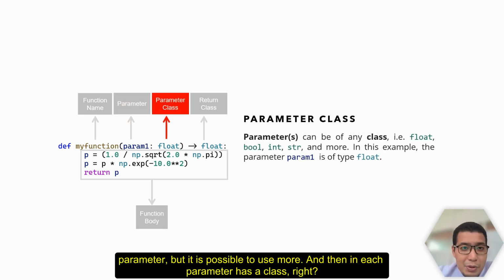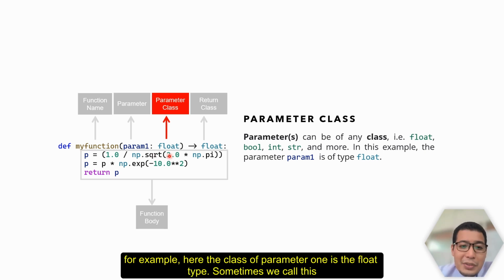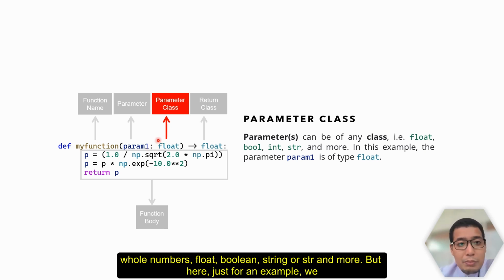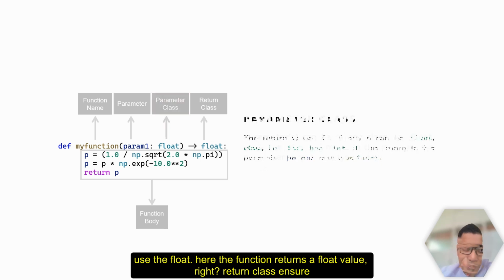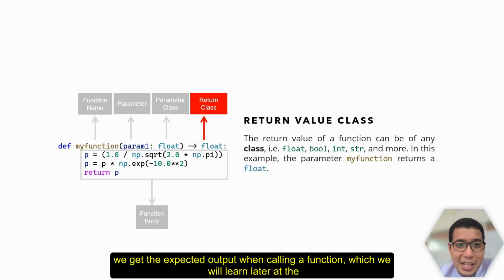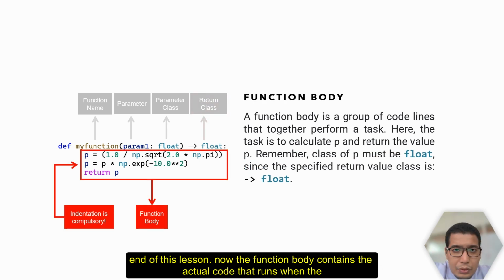And then each parameter has a class, right? For example, here the class of param1 is the float type. Sometimes we call this the type instead of a class. This is replaceable. You can use integer for whole numbers, float, boolean, string or str, and more. But here, just for an example, we use the float. Here the function returns a float value, right? The return class ensures we get the expected output when calling a function, which we will learn later at the end of this lesson.